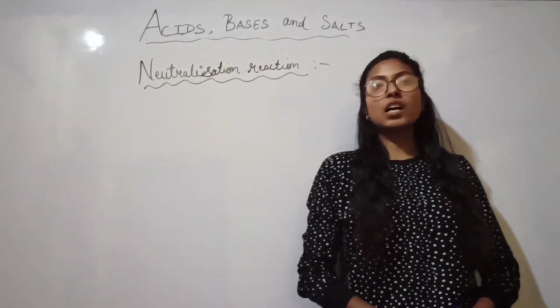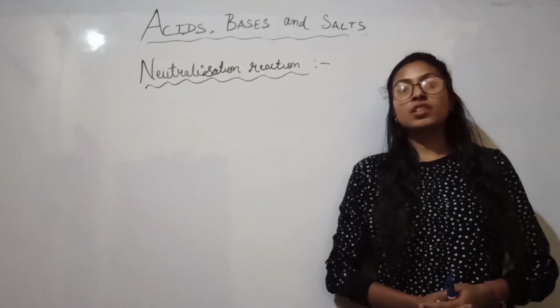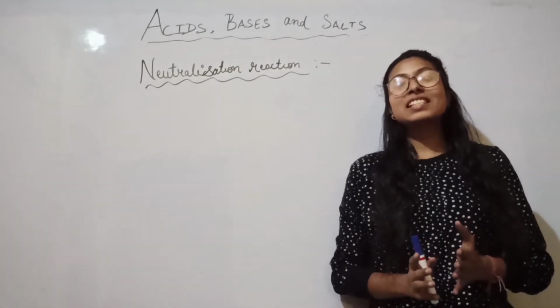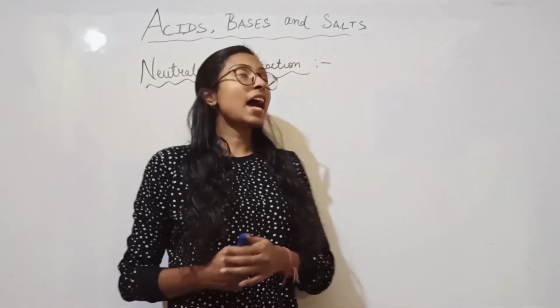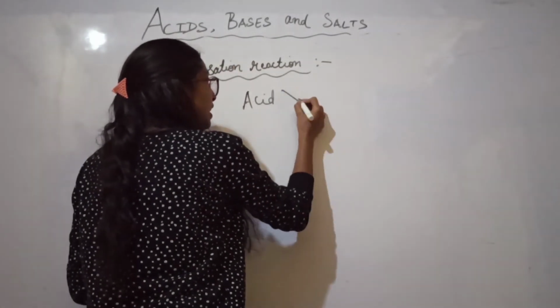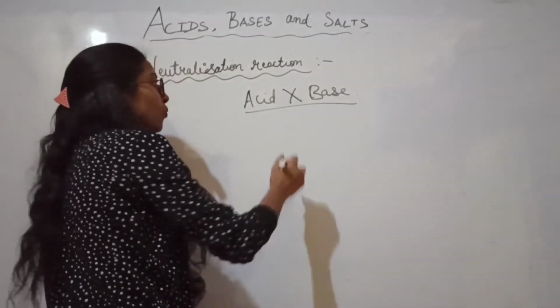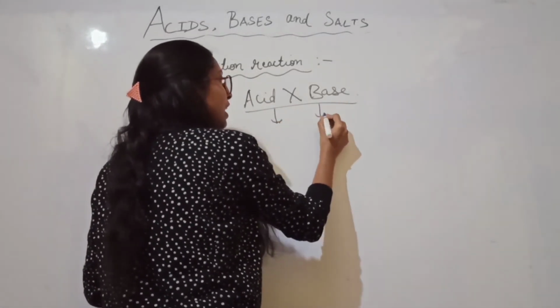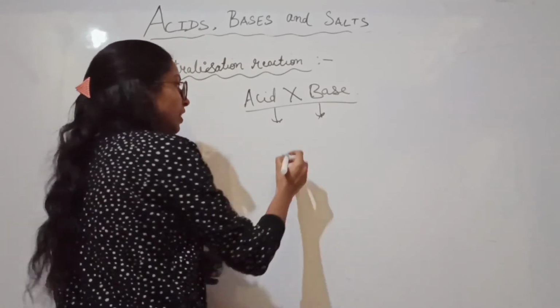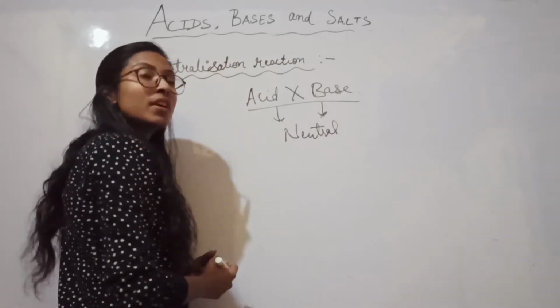So now we will start with the neutralization reactions. So what is a neutralization reaction? Here if we talk about the acids and the bases, acid and base, they are opposite to each other. So when we react these acid and base, there will be no effect. It will be neutral. Okay, they will become neutral.